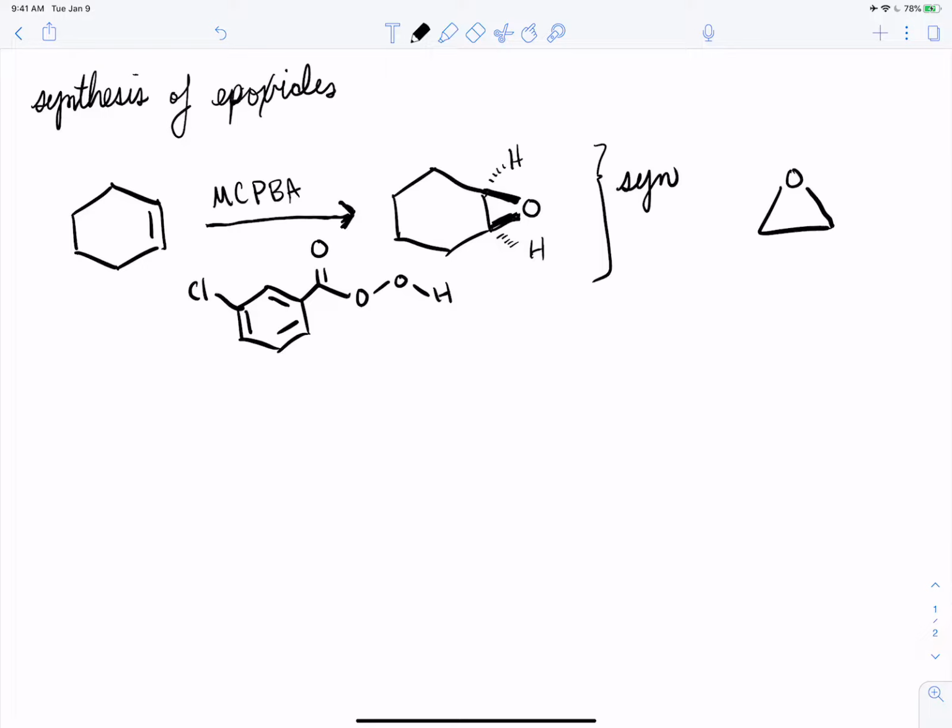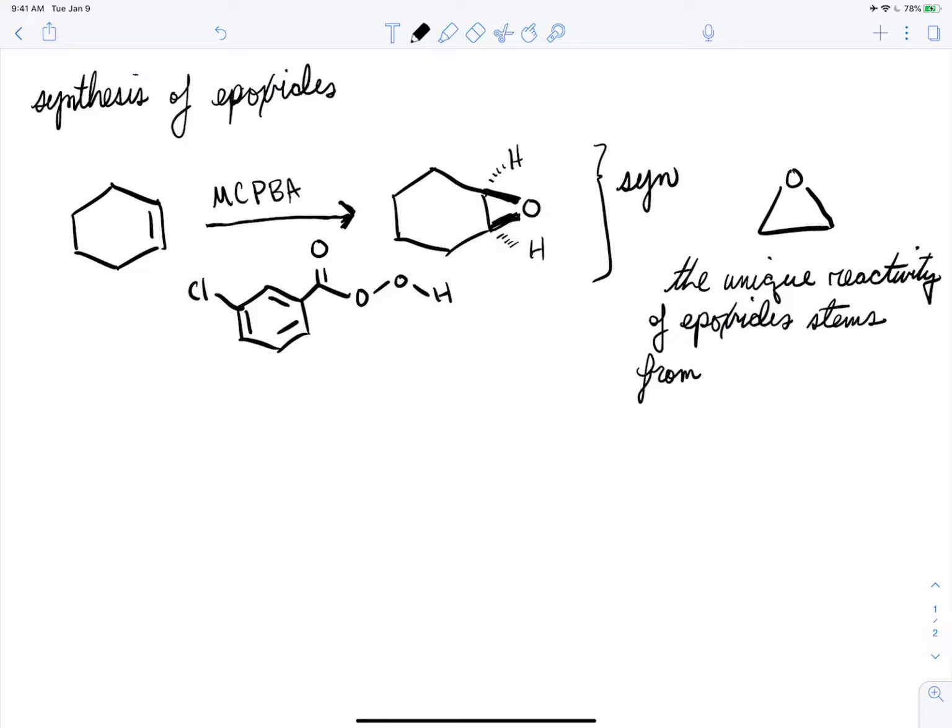So the main takeaway from this is the unique reactivity of epoxides relative to ethers, right? The unique reactivity of epoxides stems from strain in the three-membered ring. Because these things have so much strain, because they're so high energy, they just turn out to be really reactive relative to normal ethers.